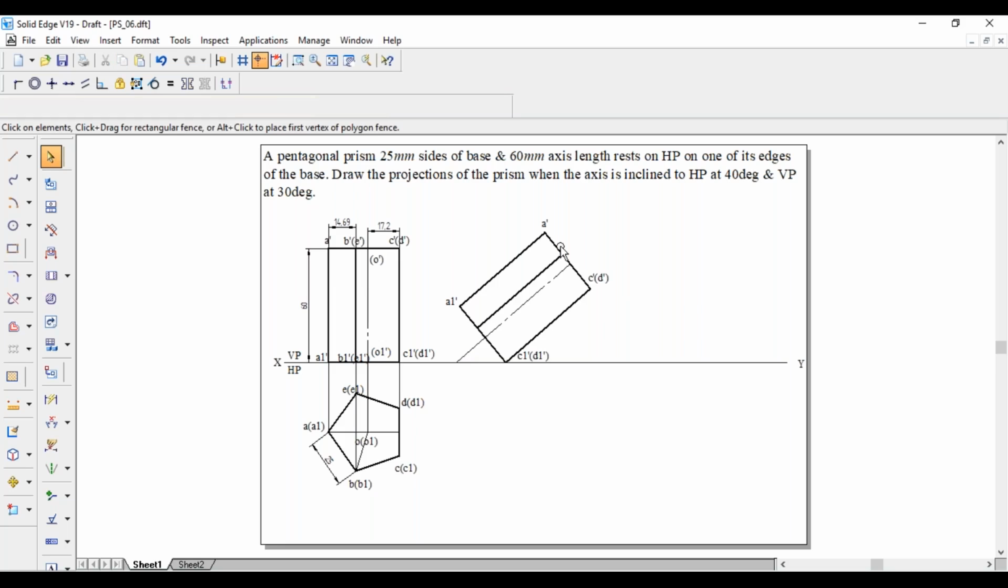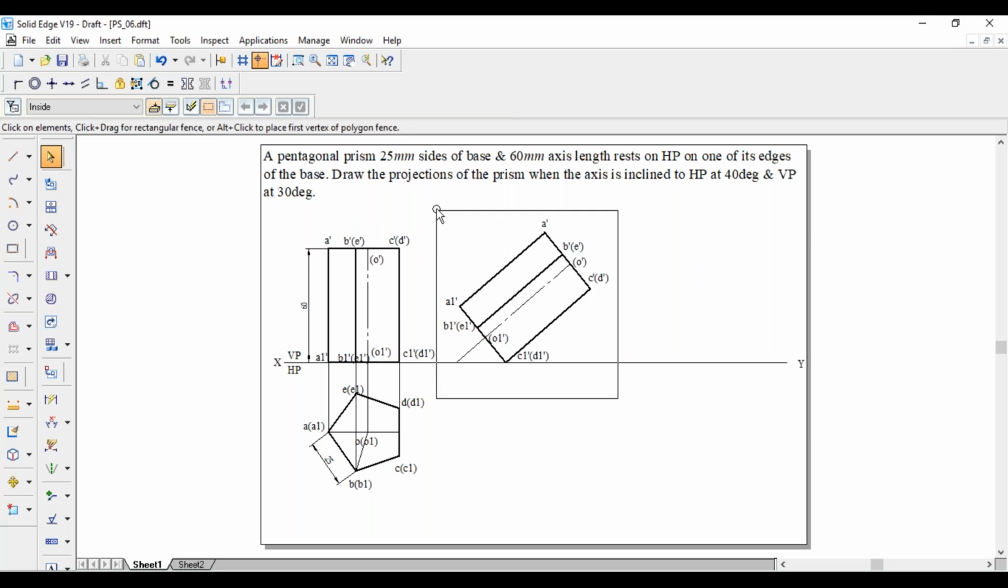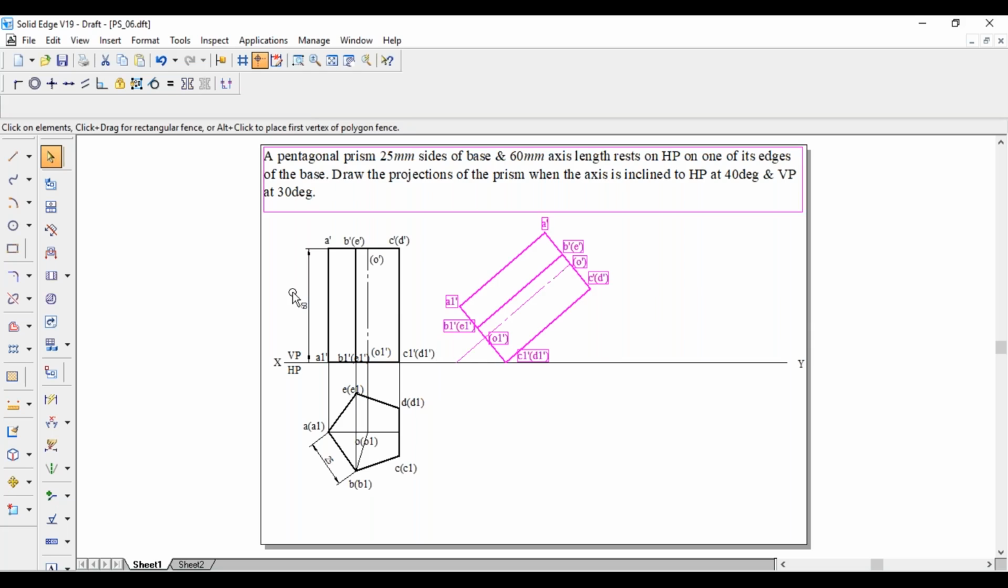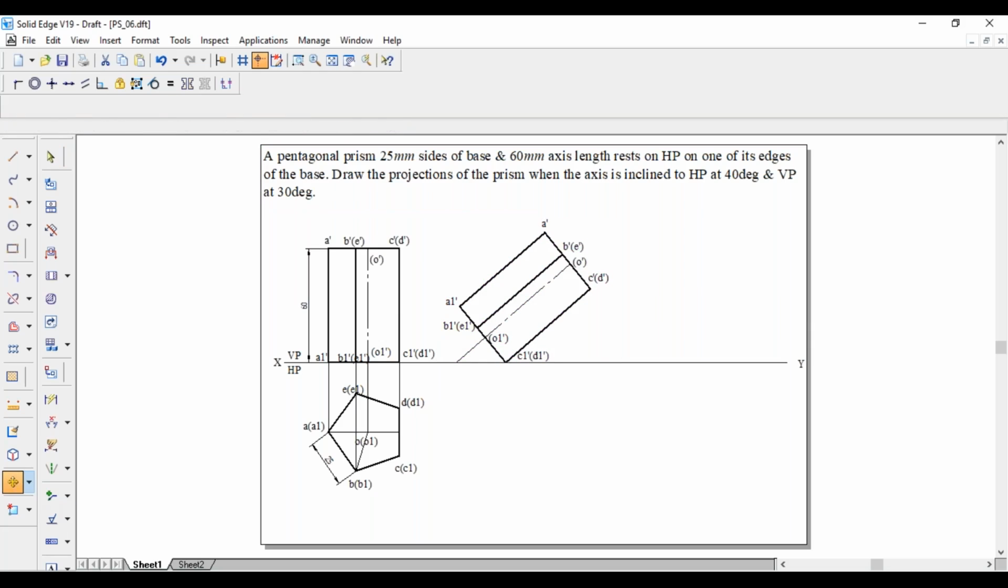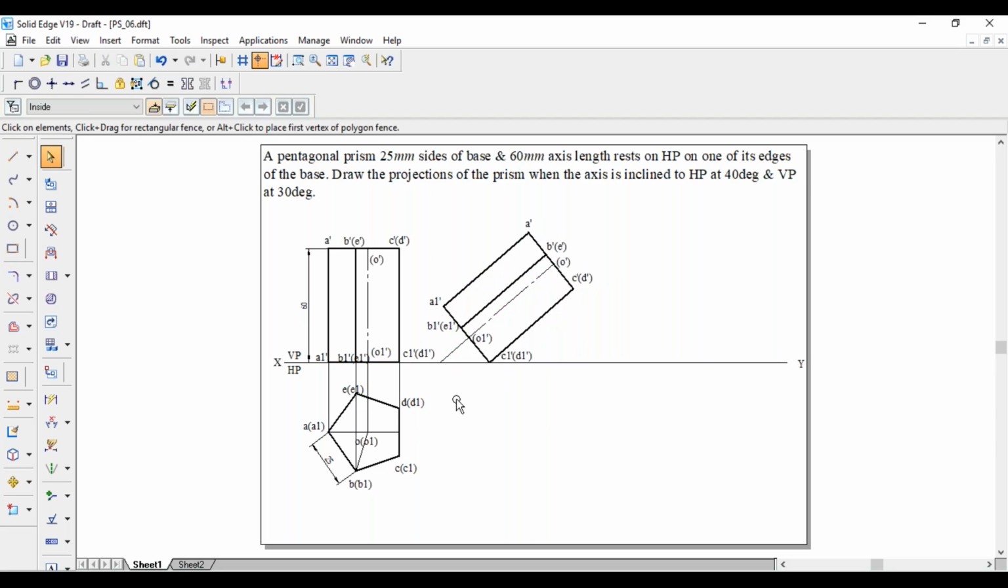Now this is b dash in the bracket e dash, in the bracket o dash. This is b1 dash in the bracket e1 dash, and this one is in the bracket o1 dash. Now project the points.